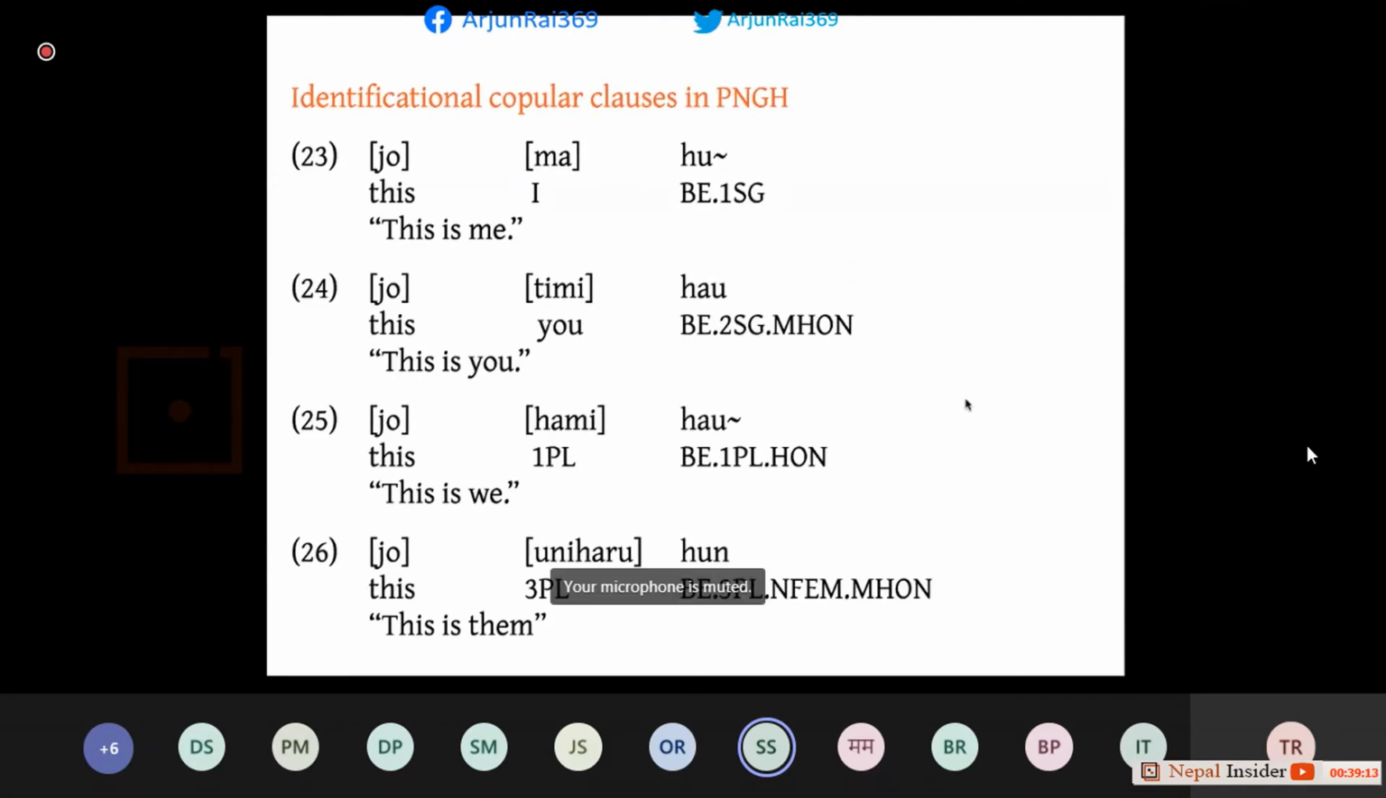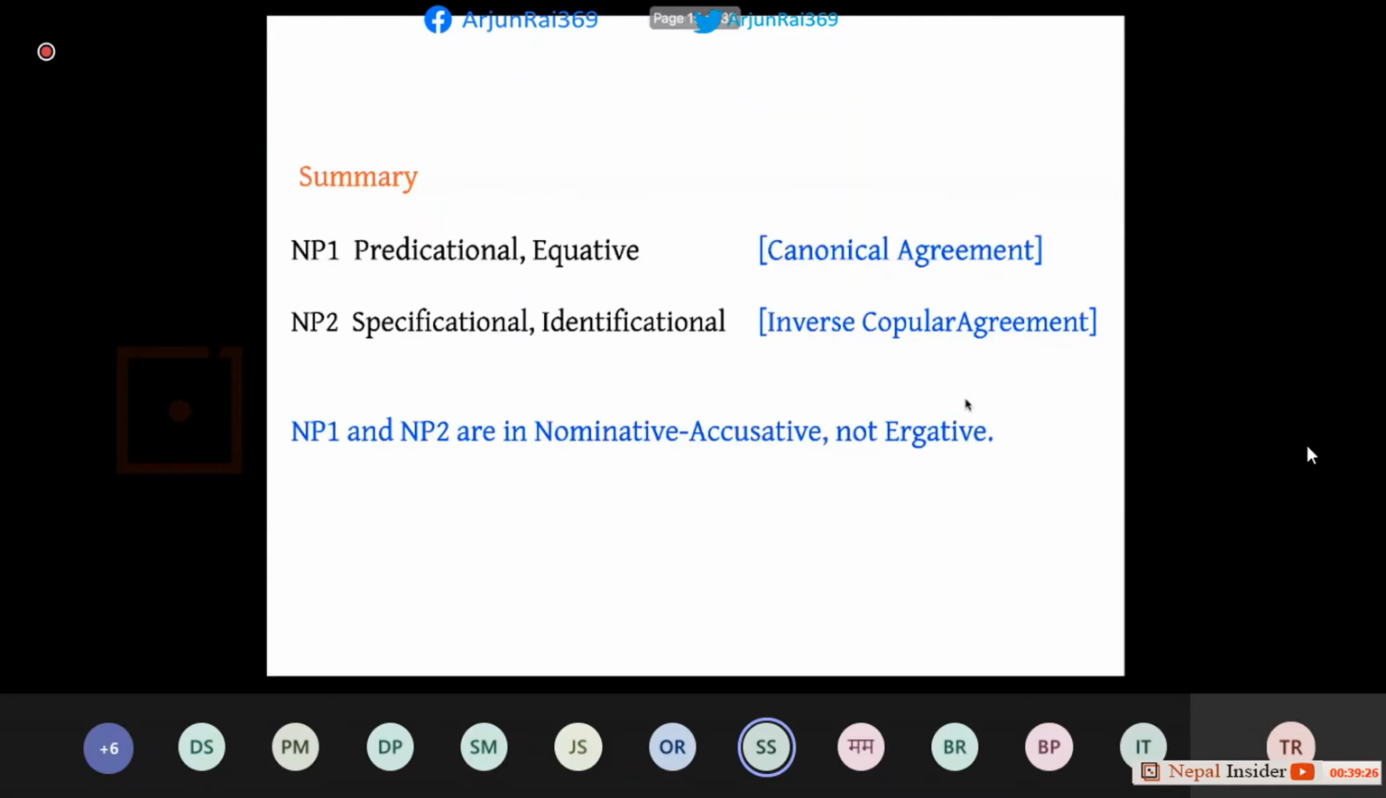So what it basically shows in the identificational copular clauses is that NP2 is the controller, and the target is the verb. So what I can briefly summarize right now is that NP1 in predicational and equative is the controller, and we do have canonical agreement, whereas NP2 is the controller in the specificational and identificational copular clauses, and this results in two different forms of agreement.